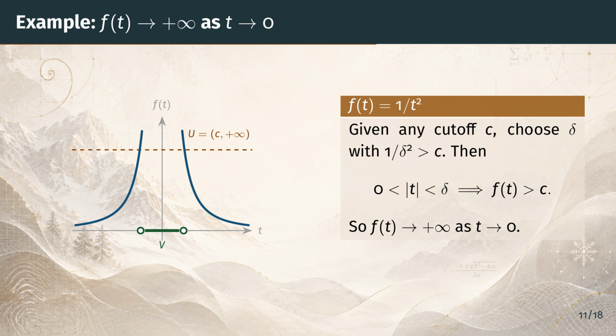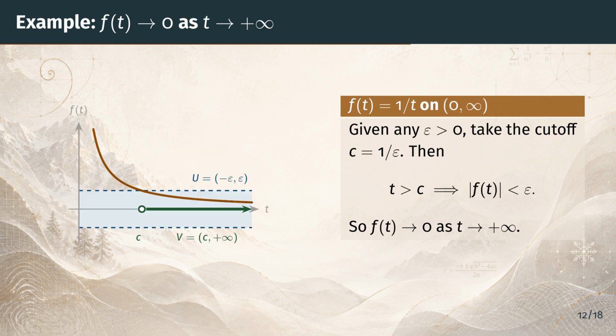The amber block shows the choice. Pick delta so that 1 over delta squared exceeds c. Then any non-zero t closer than delta gives an output above c. That is precisely f of t tends to plus infinity as t tends to 0.